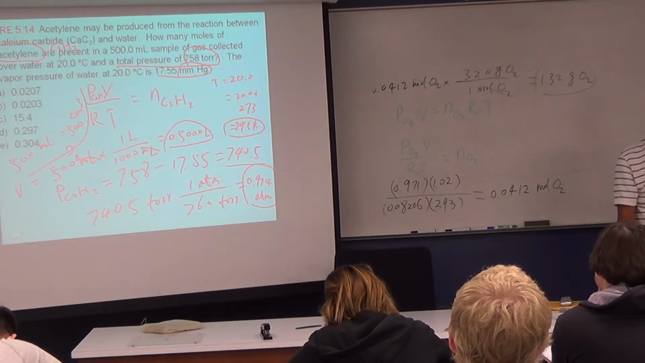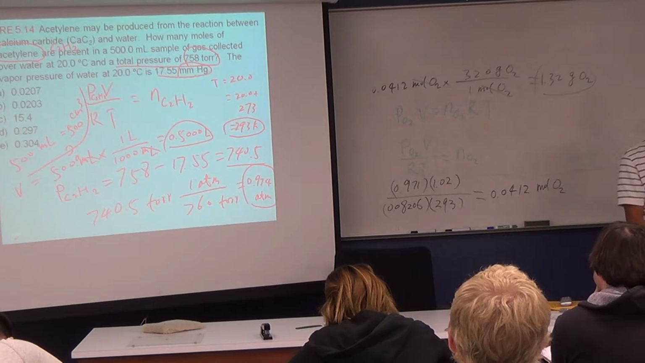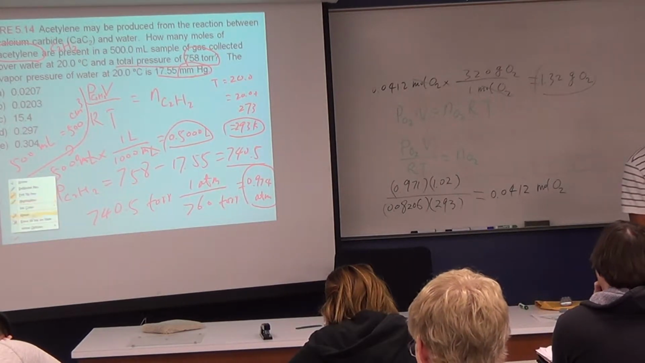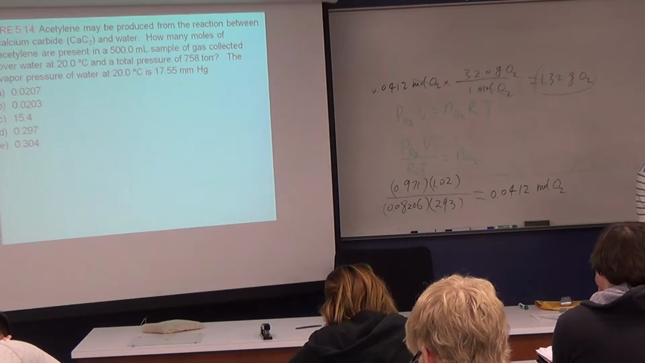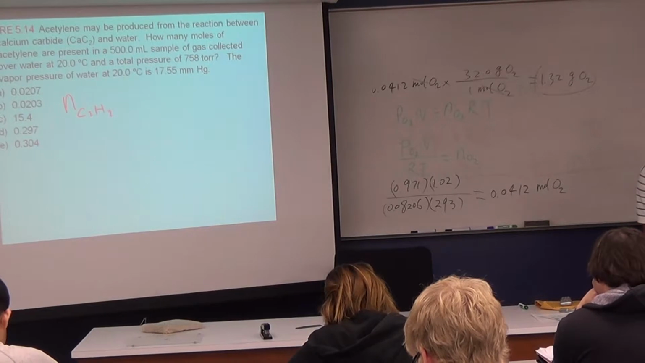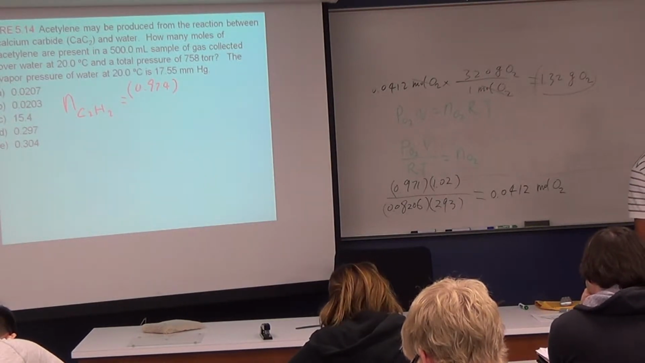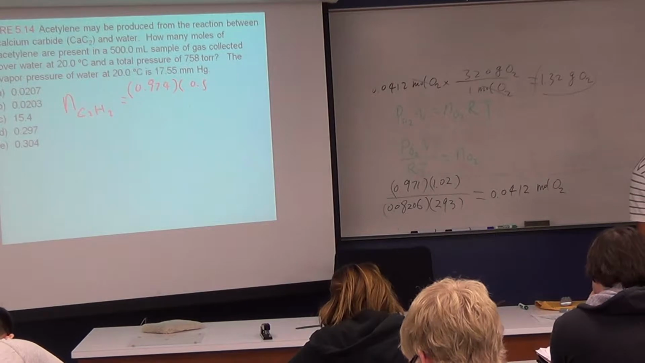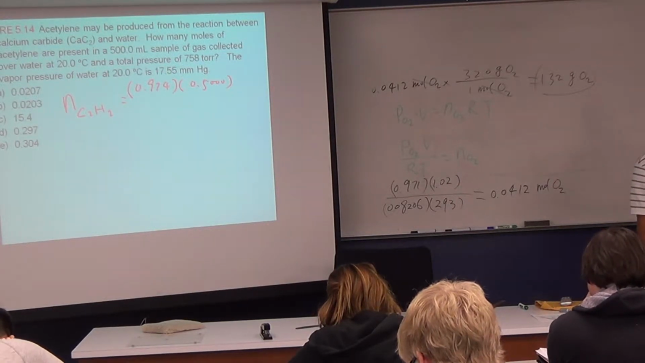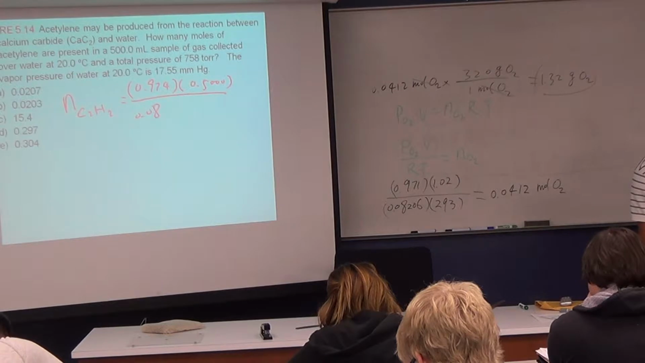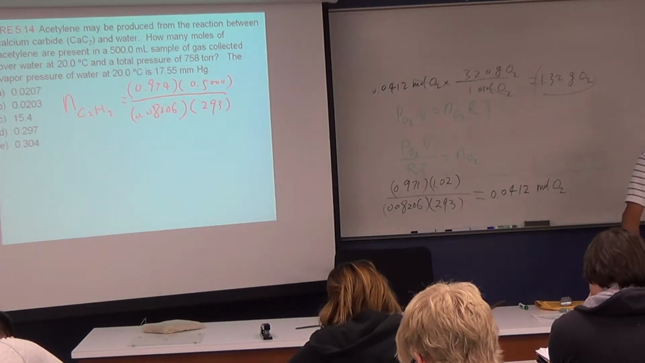Okay, so I'm going to erase all those numbers we prepared. So I want to say n is the mole, n of C2H2 equals 0.974, that's our pressure, times 0.5000, that's our volume, divided by 0.08206, that's our R, divided by our temperature, which is 293. That's our Kelvin temperature.